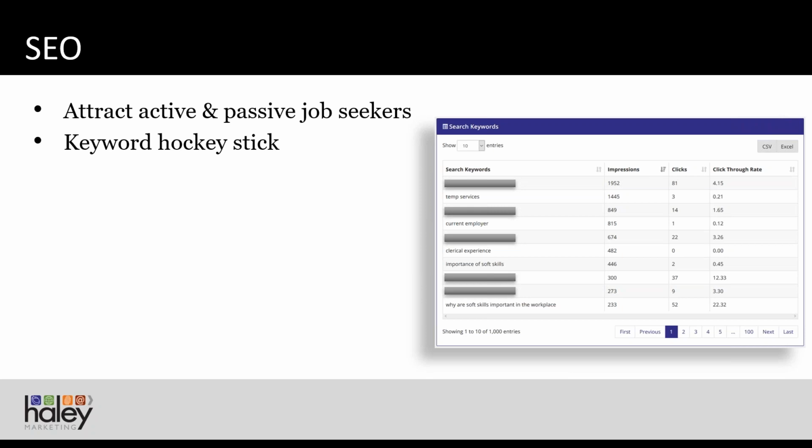And it's called a hockey stick because your SEO traffic will sort of start flat and then go up at a sharp angle, just the way the hockey stick is shaped. So you get more people coming to your site from search for hundreds or thousands of keywords.